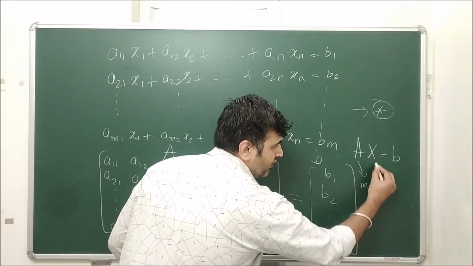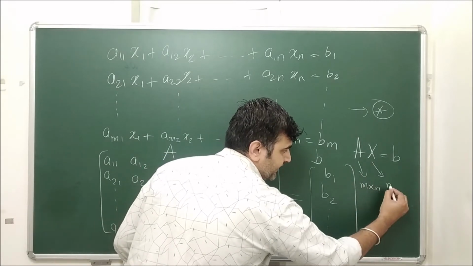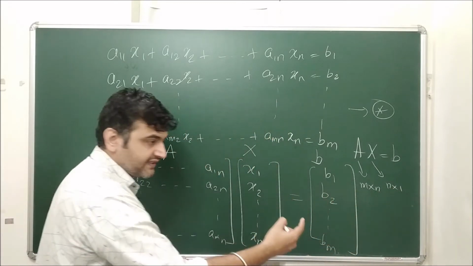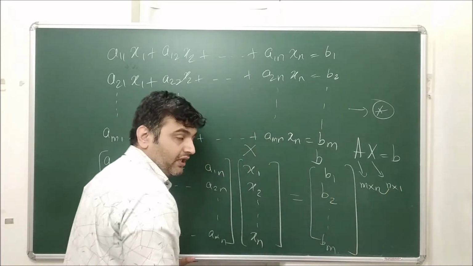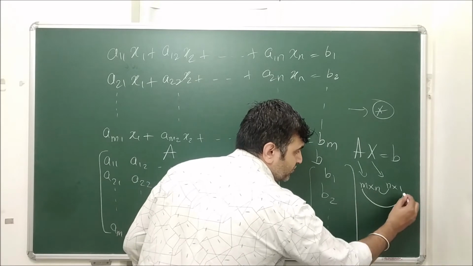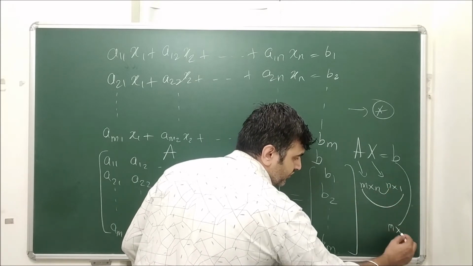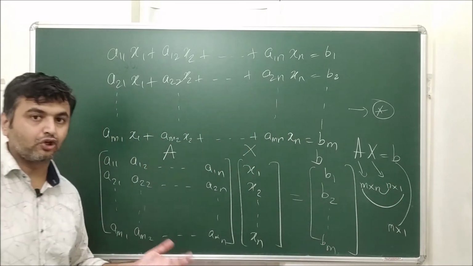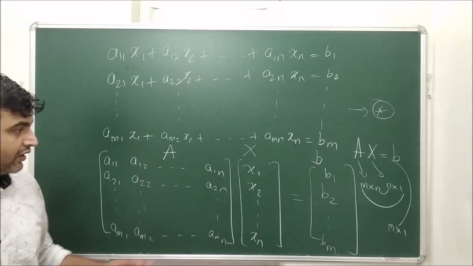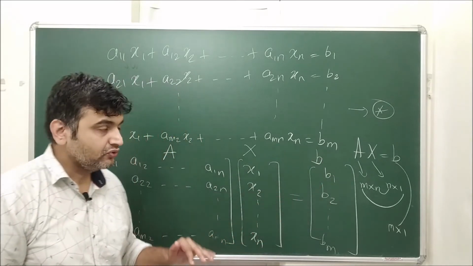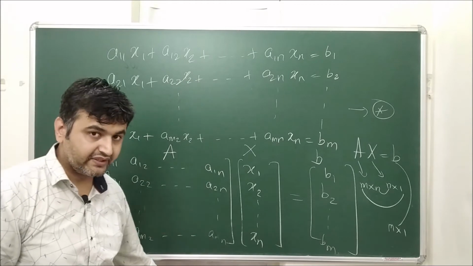m cross n. What is the order of vector x? n cross 1. So the product makes sense because these two are same, and the product will be of order m cross 1. So therefore B is a matrix of order m cross 1. It's a column vector. So that is the one thing one should know. So whenever you have a system, you write it in the matrix form.